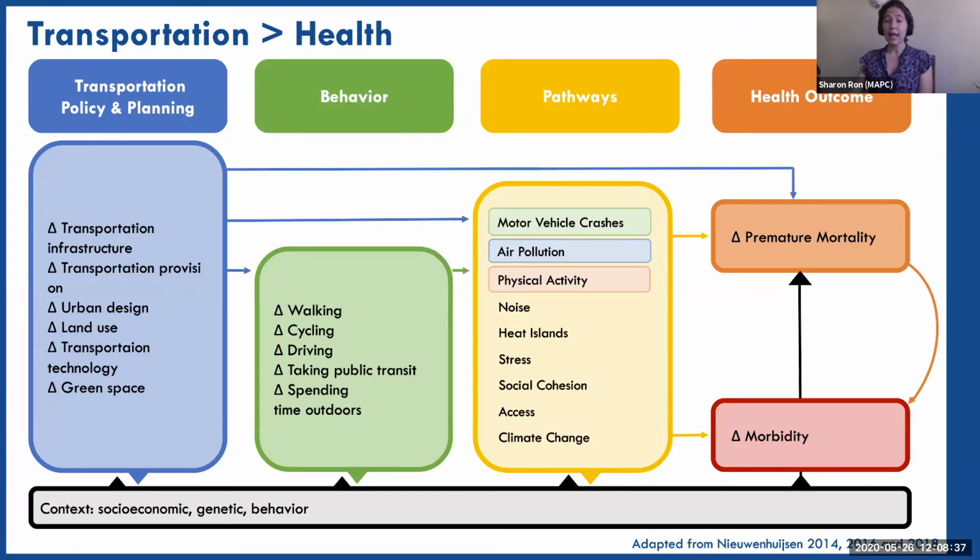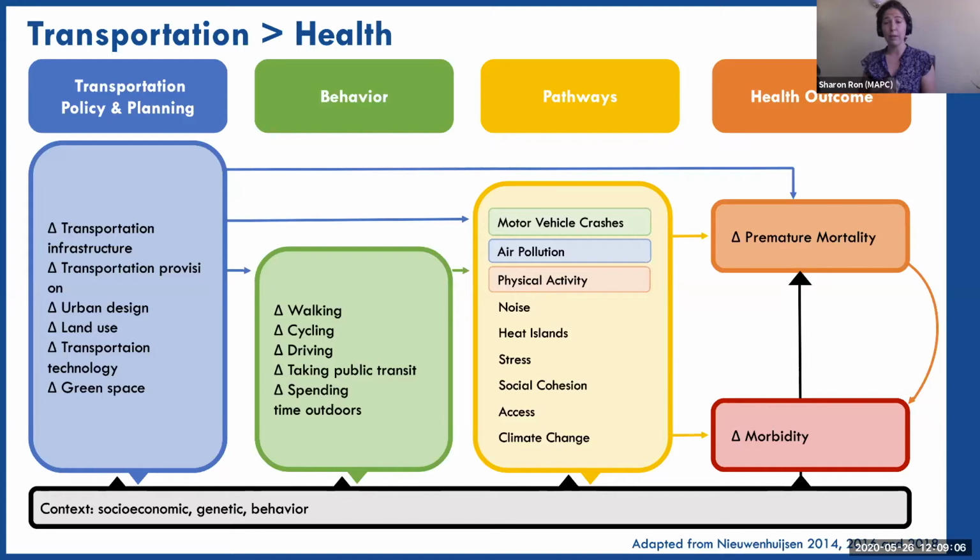This is a pathway diagram that we introduced to you last week as a conceptual framework about how we're thinking of transportation, policy, and planning moving towards health outcomes. And what we were really focusing on last week were those pathways, specifically motor vehicle crashes, air pollution, physical activity, and those pathways' connections to health outcomes.